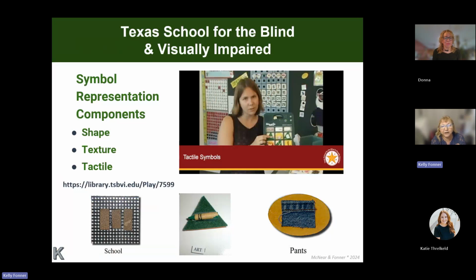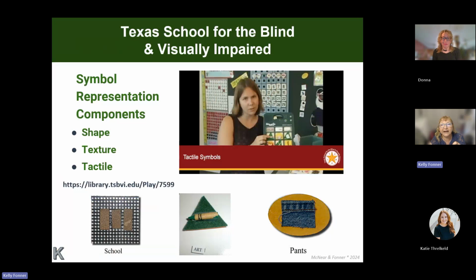And then the tactile image on top of those gives you that final component of what word it is. So for example, if I were to take the symbol in the middle, that is a triangular shape on texture that's kind of like indoor-outdoor carpeting. And then there's a crayon on top of it. Action word is that we're going to do some art, right? So we're going to be in art.